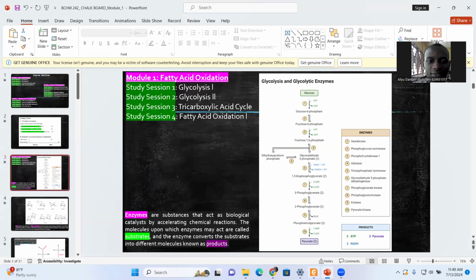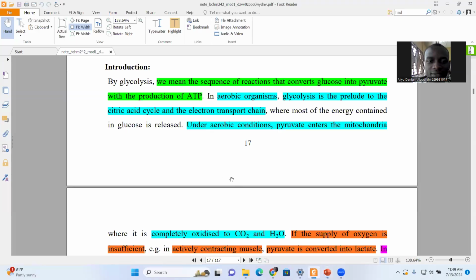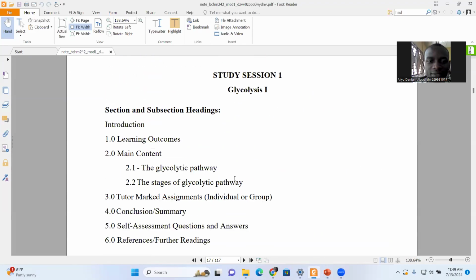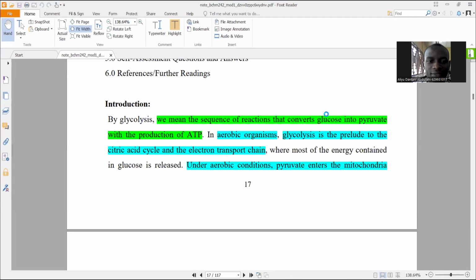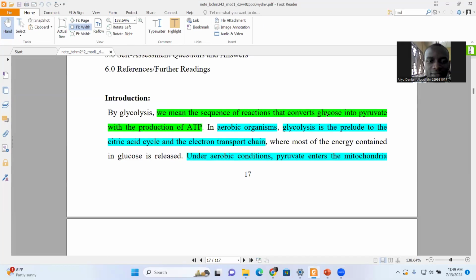So glycolysis and the glycolytic pathway, right? If you come to your study session 1, glycolysis 1. So what's glycolysis? Glycolysis, as you can see, is a sequence of reactions that converts glucose into pyruvate. Glucose is a 6-carbon sugar. We are familiar with sugars, right? We eat a lot of cereals here in Nigeria. The tuwo, your rice, your maize, those are carbohydrates, right?